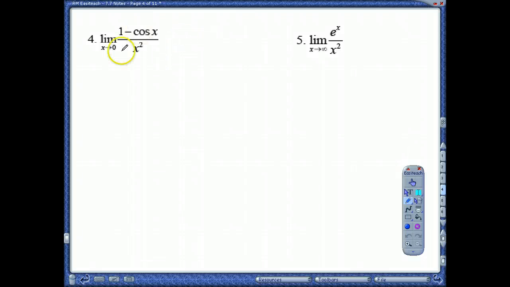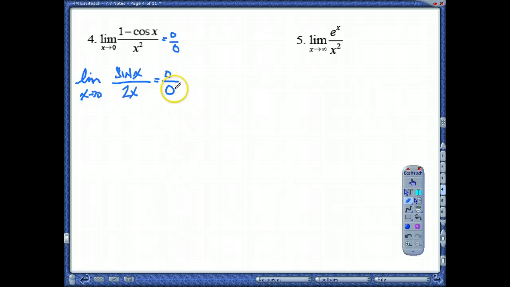Okay, so we are continuing on with the magic. Once again, we're going to put 0 in. Well, the cosine of 0 is 1, so we get 1 minus 1, which is 0. 0 squared, 0. Okay, so now we know that L'Hopital's rule is going to apply. The derivative of negative cosine is positive sine. The derivative of x squared is 2x. Now when we put 0 in, the sine of 0 is 0. 2 times 0 is 0.